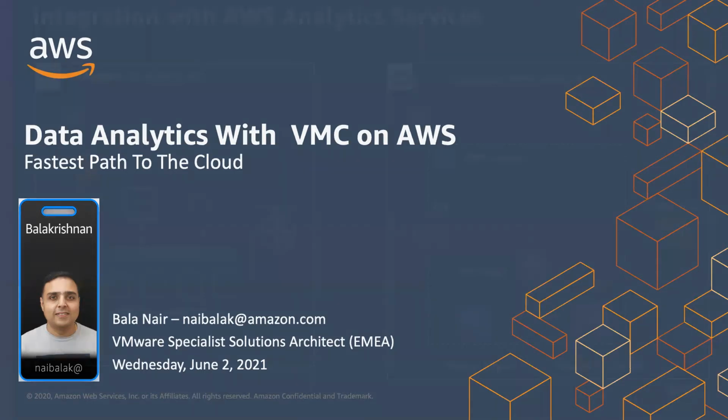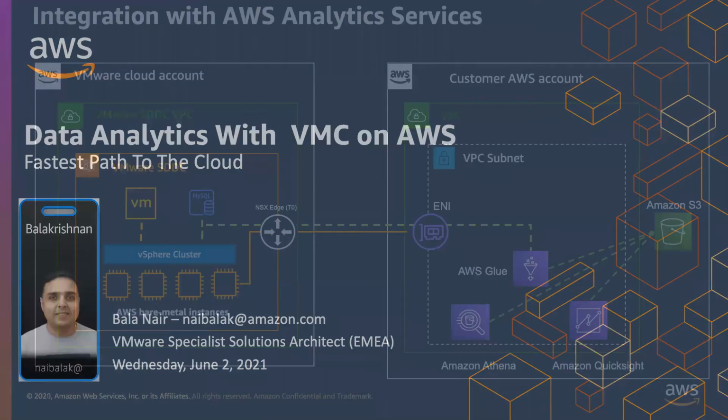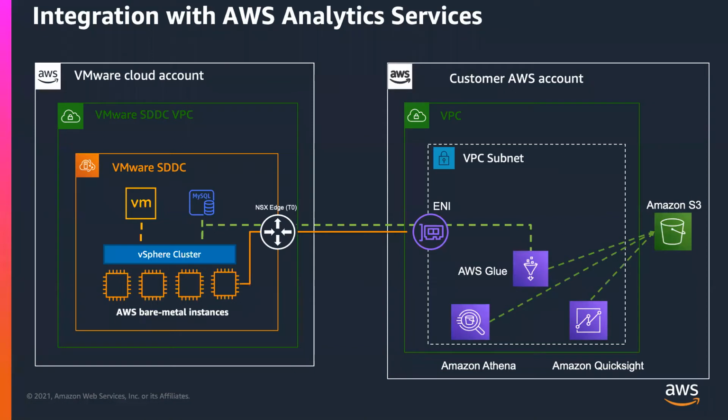So what we're going to do today is based on this architecture. What you see here is two environments. One is the VMware Cloud environment. What VMware has done, and I will go into a bit more detail on what this service is all about, is that VMware owns their own VPCs, and they take bare metal instances from AWS, and then they load the VMware stack.